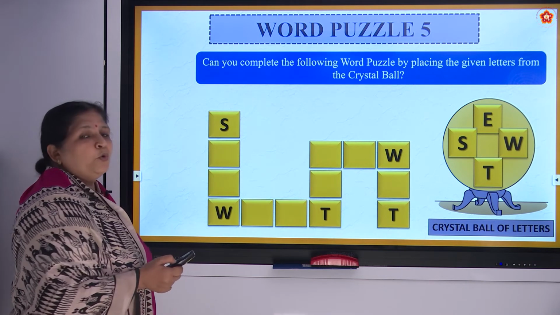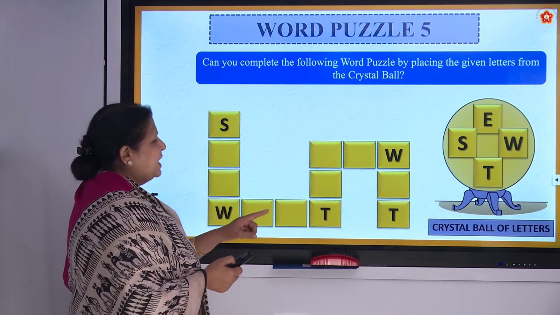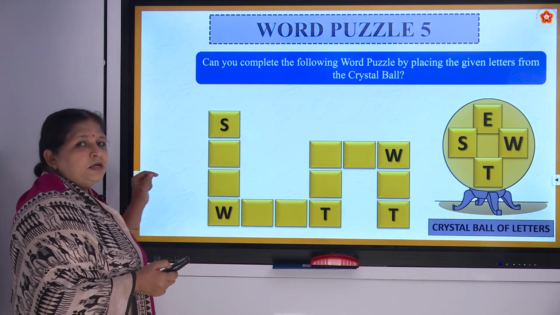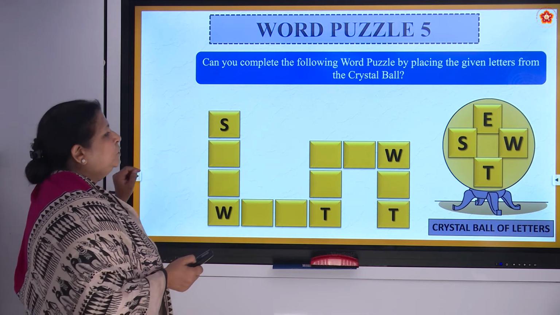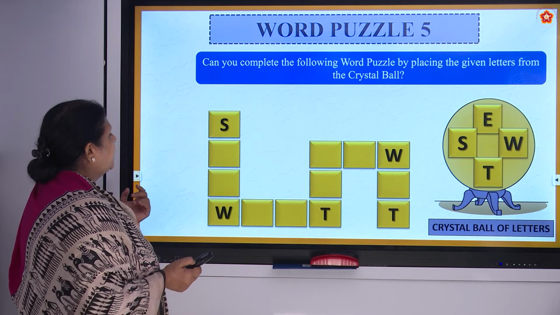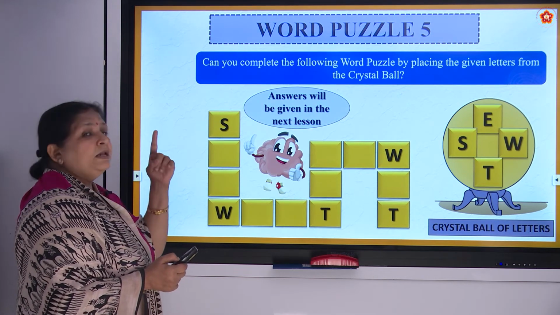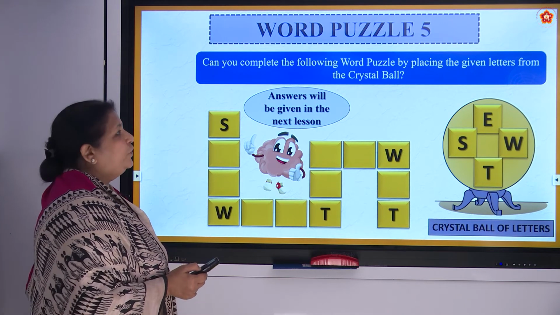But those of you who cannot do it, just see the first word and the last word in the dictionary, and you will come to know the 3-letter, 4-letter words as and when it is, as the squares are. So the answers will be given in the next lesson. So you have to wait for it.